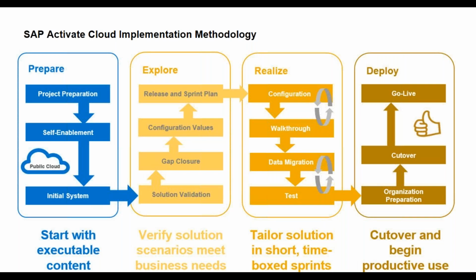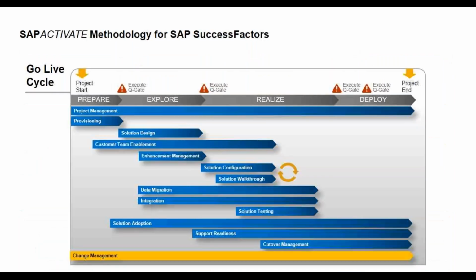Then, if there are any changes, again, you'll be making those changes in the realize phase itself. And if everything goes well, you'll be moving this configuration to the production system, and that's when we call it the go live. So these are the 4 phases, and in the 4 phases we follow all of these activities.